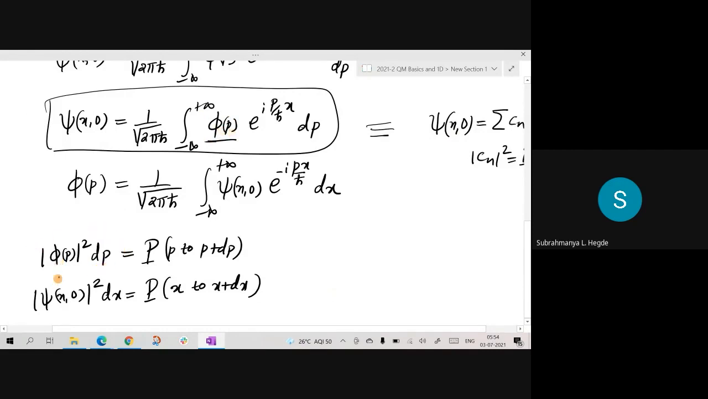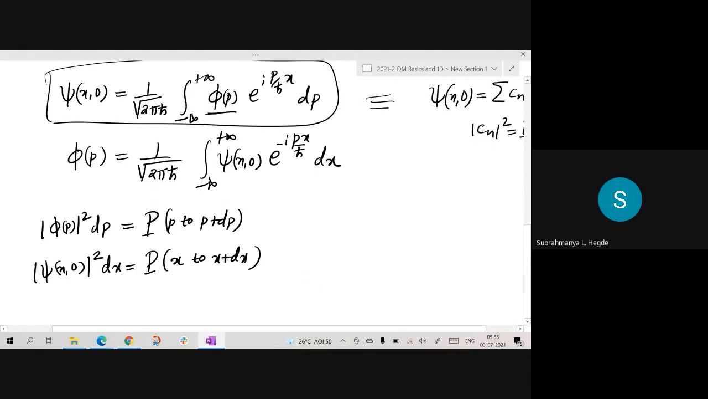Only this part is dimensionless. Mod phi of p the whole square will have some dimension, and into dp, that's the probability of finding the momentum of the particle. I'm not writing any sentence here, I'm writing it this way. Is that okay? Anyone reply quickly. That's why we call this the momentum space wave function. We shall discuss this later.